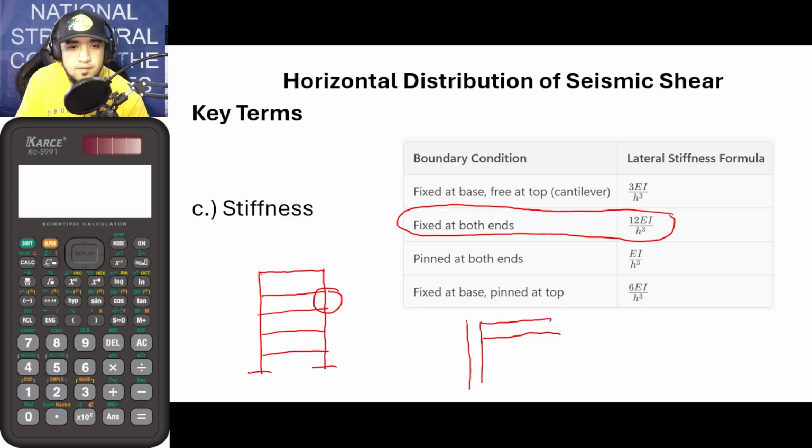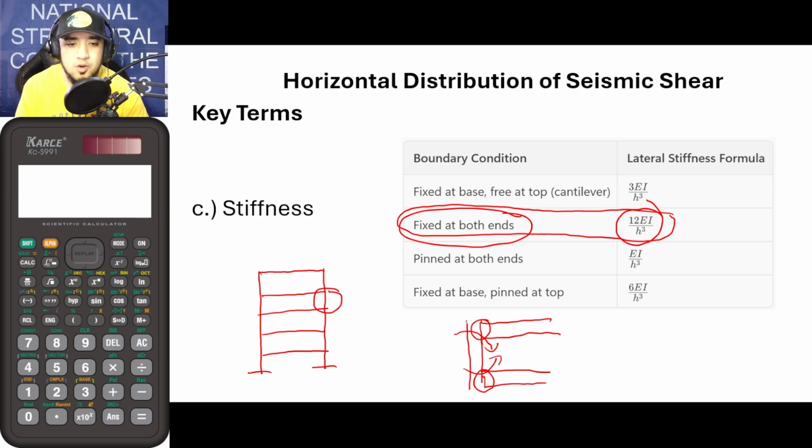And of course, in that particular column, we have a beam here. And we also have beams here. So for a special moment frame, we consider that these are fixed supports. So we have moment restraints here. And from that, we could now say that it is fixed at both ends. So for SMF, this is the most common lateral stiffness that you will be using.